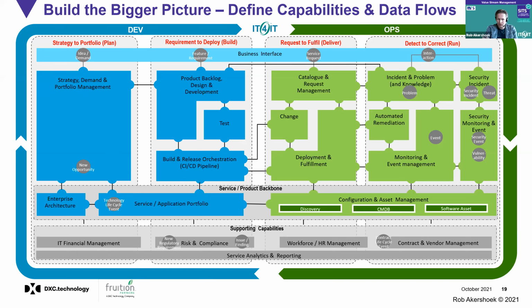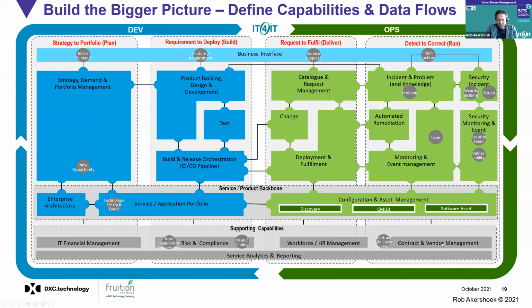And these components you see here are basically building blocks, capabilities you need, underpinned by the right set of practices, could be ITIL, DevOps, Scrum, and the right set of tools. And then, of course, not to forget, we have some supporting areas we need to look into in IT, like financial management, risk and compliance, HR, and contracting.